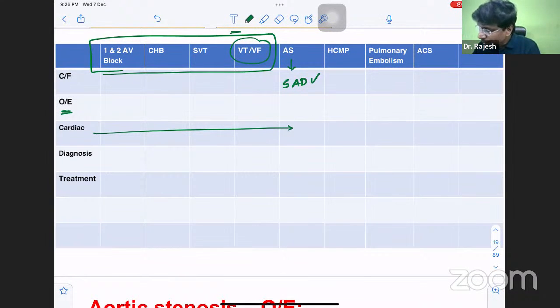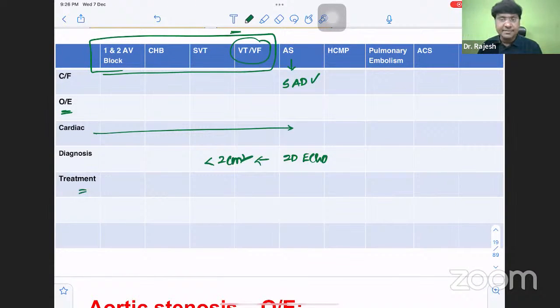Okay. So how will you diagnose it? By 2D echo. Today echo will be the first line investigation for diagnosing aortic stenosis, where the valve area will be less than 2 cm² to call it aortic stenosis. And treatment. If the individual is asymptomatic, right?